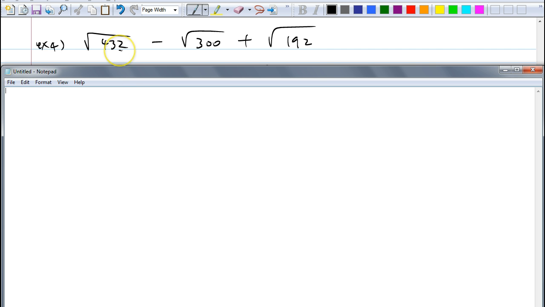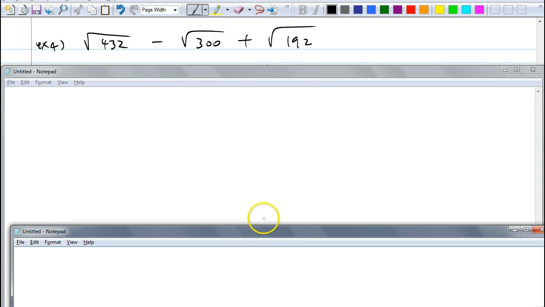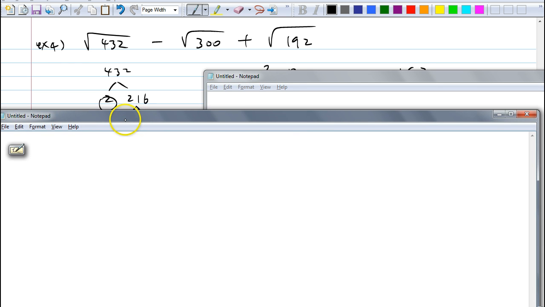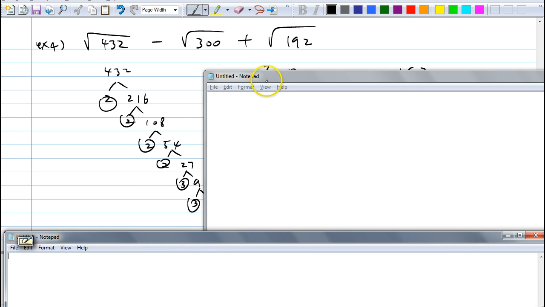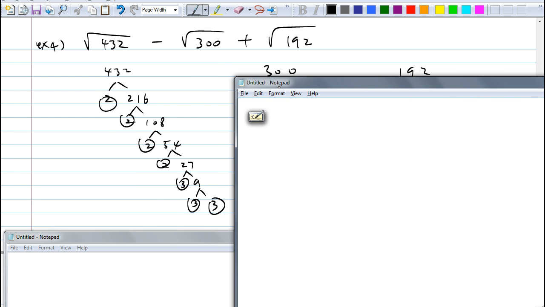So, 432. You know what goes into 432, guys? Well, it's even, so I just started with 216. Now, 216 is also even, so you get 2. So, if you do the whole factor tree, how many 2's do you get? You get 4 of them. How many 3's? You get 3 3's.